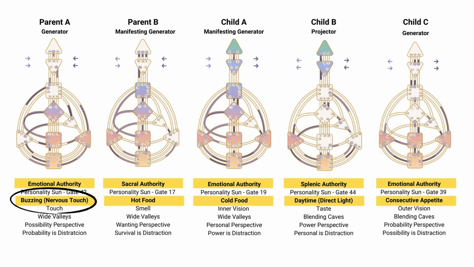So, parent A, for example, has something called buzzing nervous touch, which is they're going to digest their food better when they're eating on the go. Maybe they're eating as they're cooking and touching things. Maybe they need white noise. Maybe they like to eat in front of the television and they want to be multitasking while they're eating. So this individual is going to digest much better in that situation. They are going to be more inclined to grab a protein bar and walk out the door and eat it in the car.